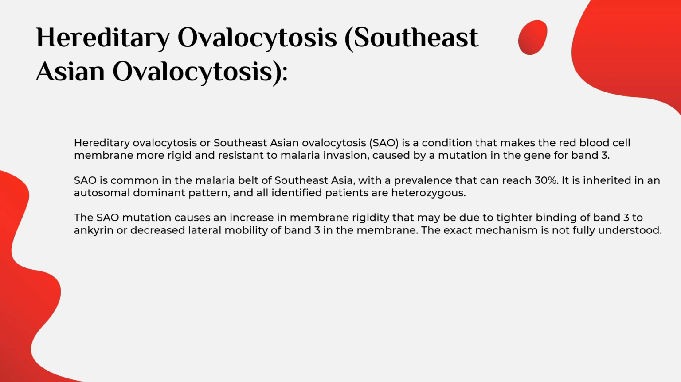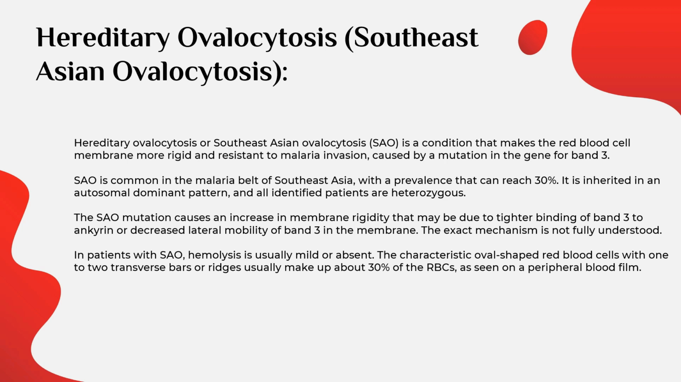The SAO mutation causes an increase in membrane rigidity that may be due to tighter binding of band 3 to ankyrin or decreased lateral mobility of band 3 in the membrane. The exact mechanism is not fully understood. In patients with SAO, hemolysis is usually mild or absent. The characteristic oval-shaped red blood cells with 1 to 2 transverse bars or ridges usually make up about 30% of the RBCs, as seen on a peripheral blood film. No treatment is necessary for SAO.